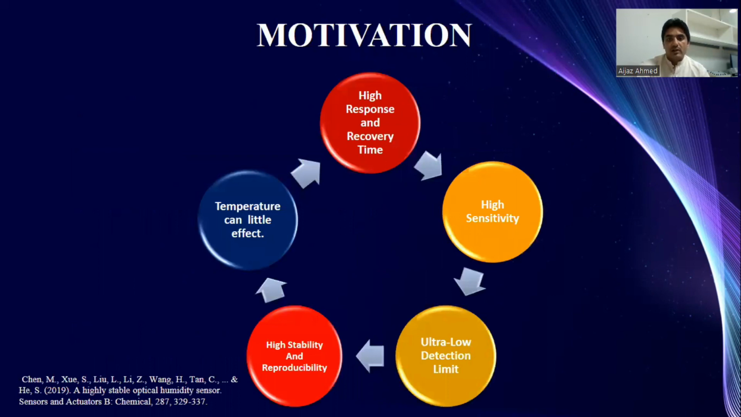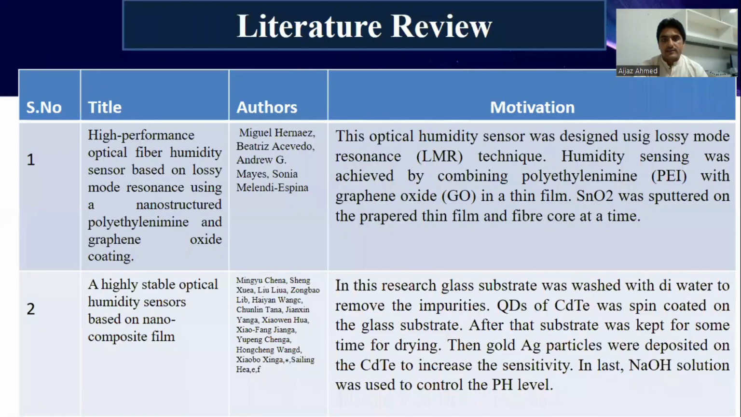The motivation for why we chose an optical humidity sensor is that this sensor will have high response and recovery time, high sensitivity, ultra low detection limit, and high stability and reproducibility. Temperature variation has little effect on this optical humidity sensor.